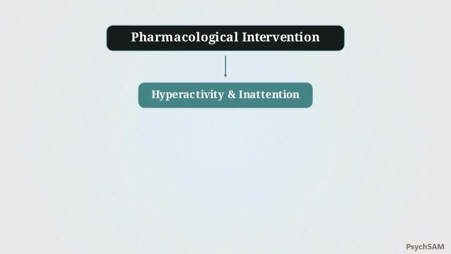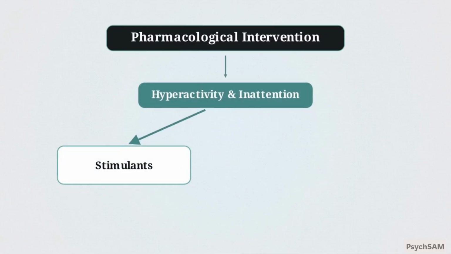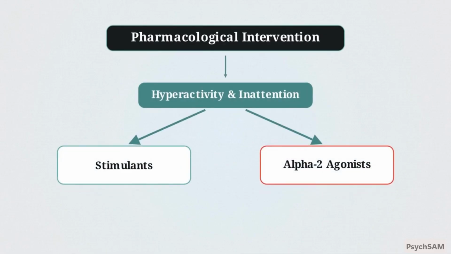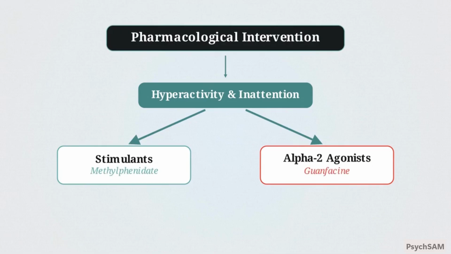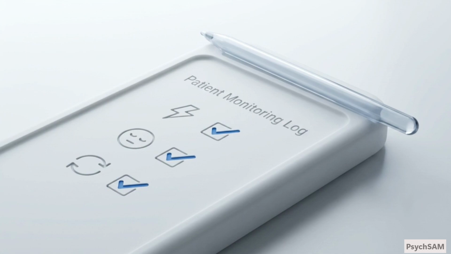To target severe hyperactivity and inattention, clinicians frequently deploy stimulants and alpha-2 agonists, such as methylphenidate and guanfacine. These compounds require active monitoring for side effects, including increased irritability, transient sedation, and a potential to worsen repetitive behaviors.